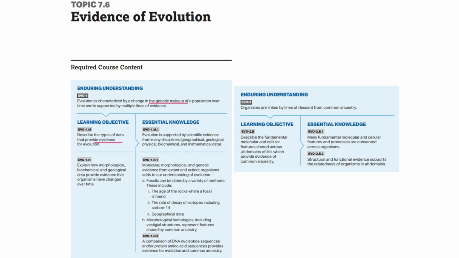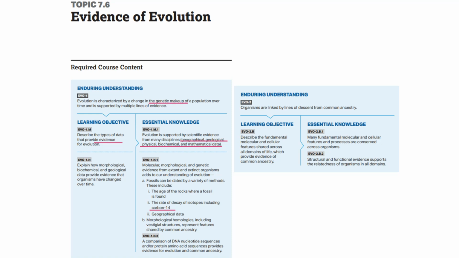Well, I already talked about this, so we're going to kind of run through this again. But a lot of different evidences, like evolution is supported by scientific evidence from many disciplines: geographical, geological, which is like fossils, physical, biochemical, mathematical even. Fossils, we're going to briefly dive into fossils. Not going to dive into that crazy amount. But fossils, I'll briefly talk to you about how carbon-14 dating happens.